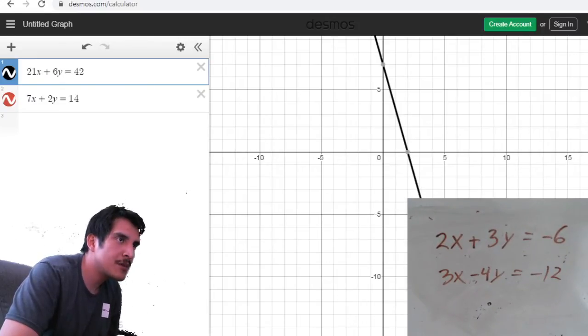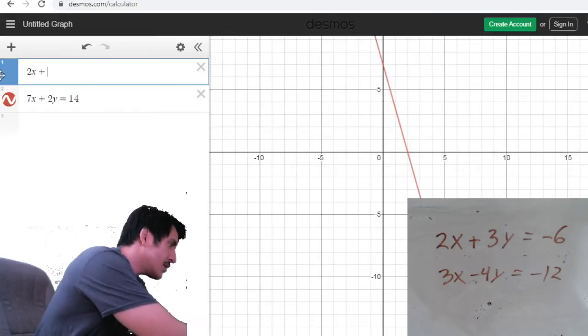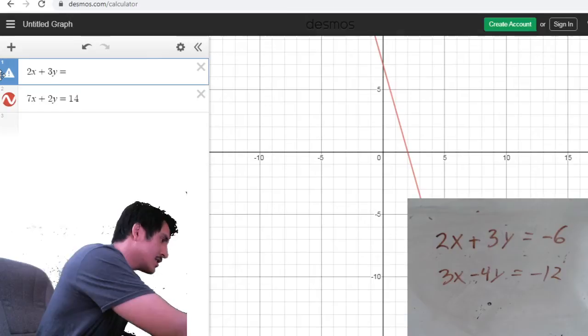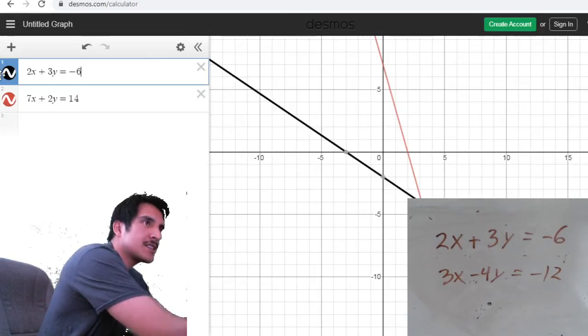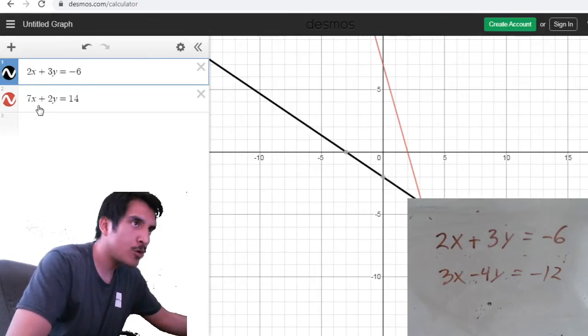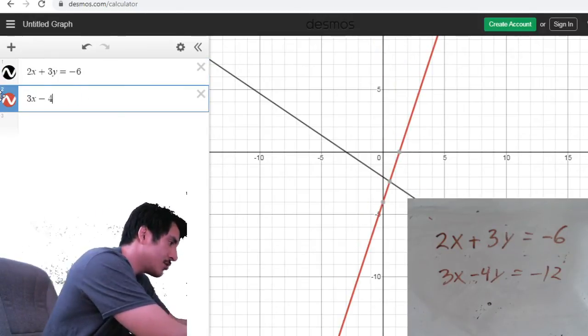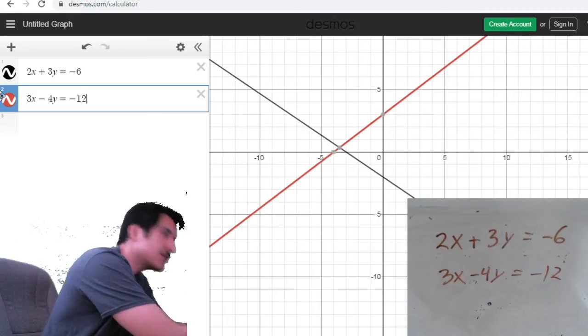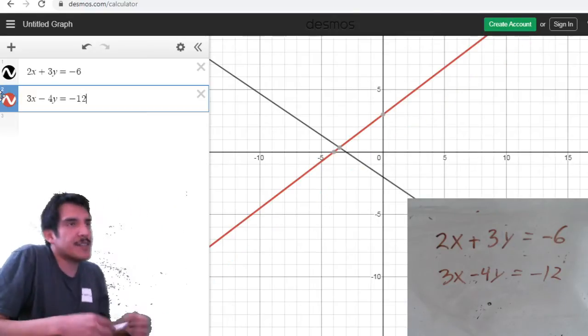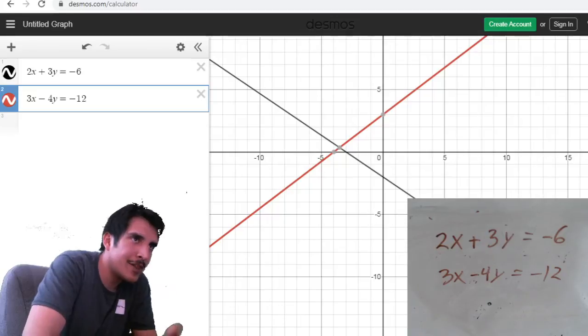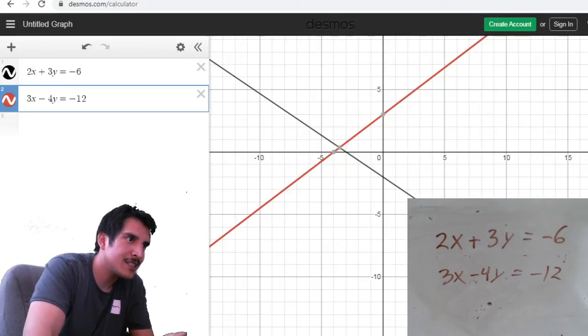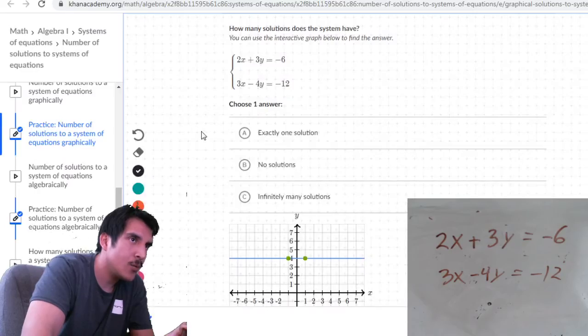So 2x plus 3y equals negative 6. And then 3x minus 4y equals negative 12. As you can see, we get a pair of lines that intersect exactly one time. And so what we are going to do is we are going to click one solution.